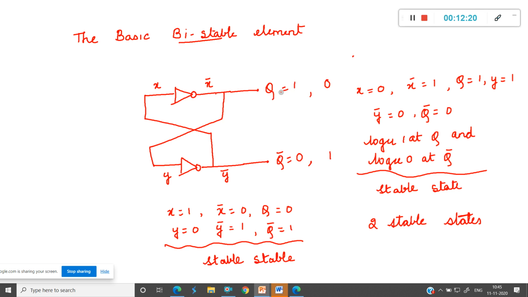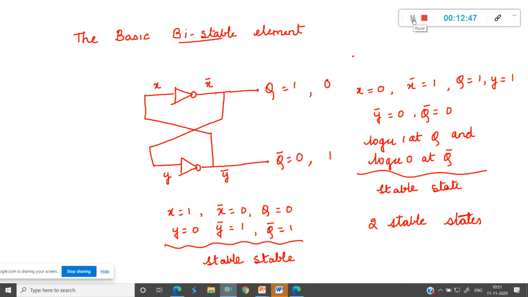If Q is 1, it is logic 1 stable state and Q bar will be 0. If Q is 0, it is logic 0 stable state. In this way, it can store two stable states, and hence the name basic bistable element. Bistable means it can preserve two stable states.